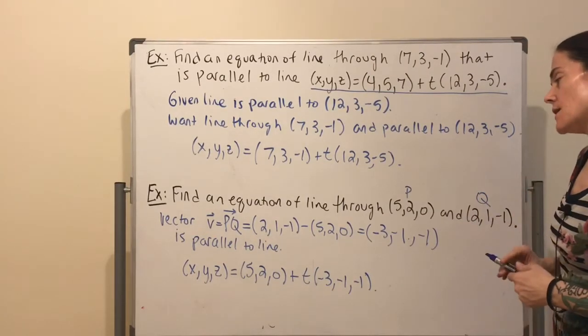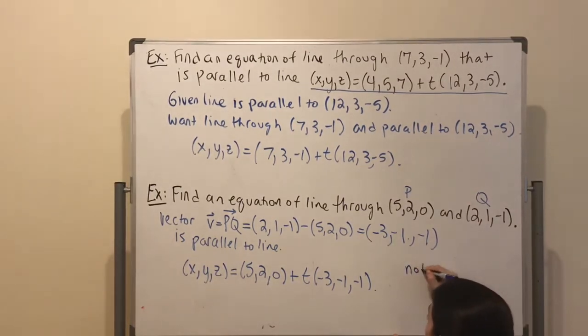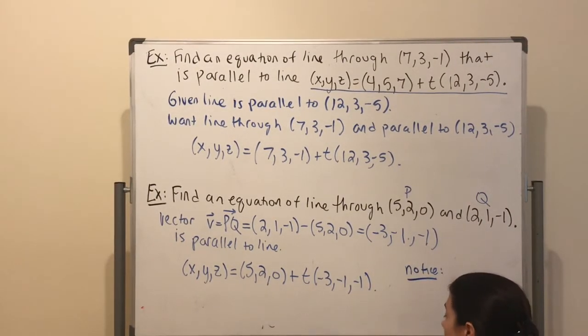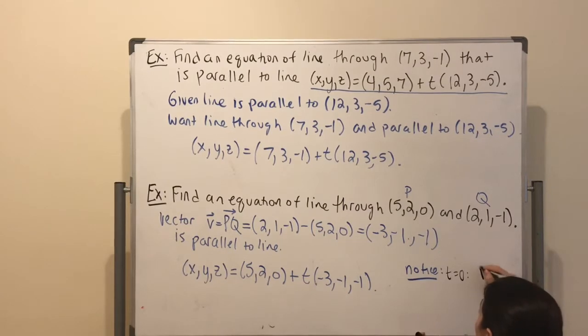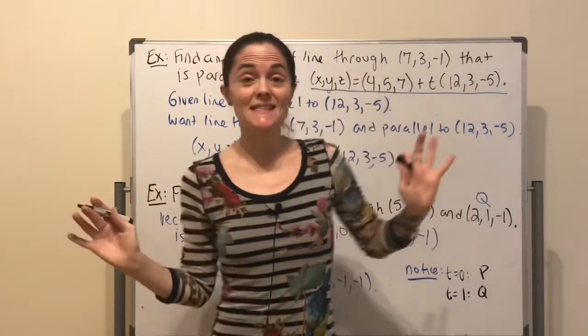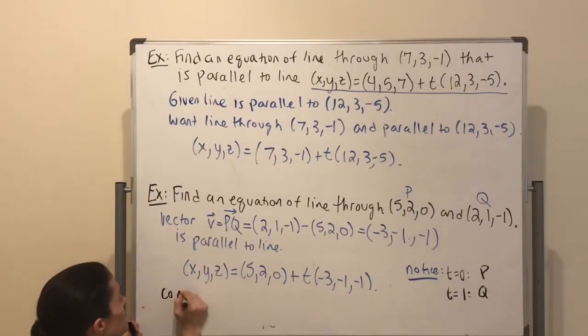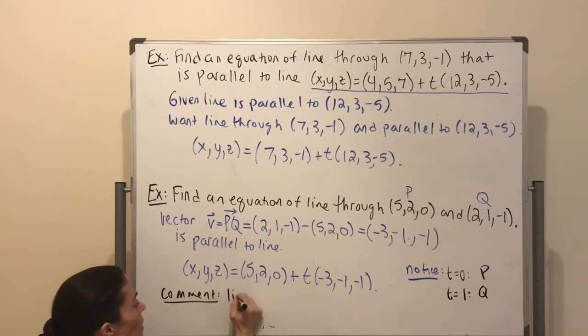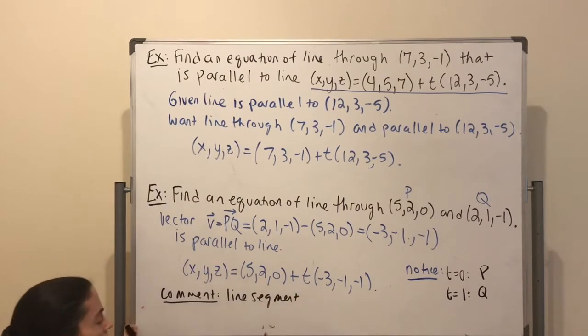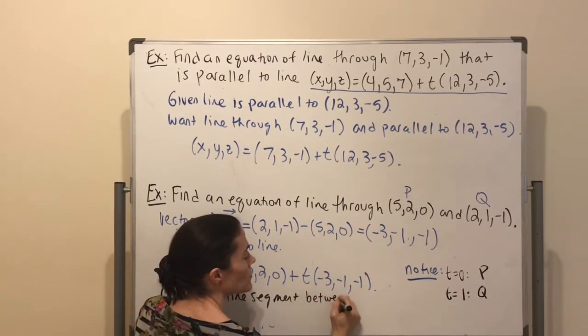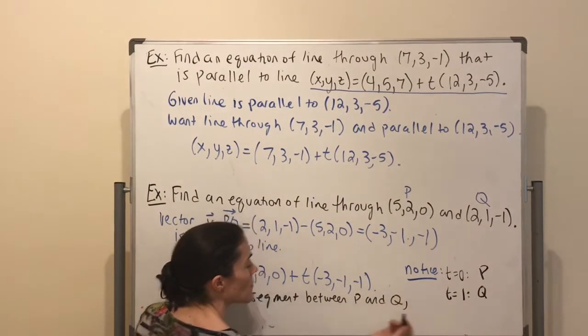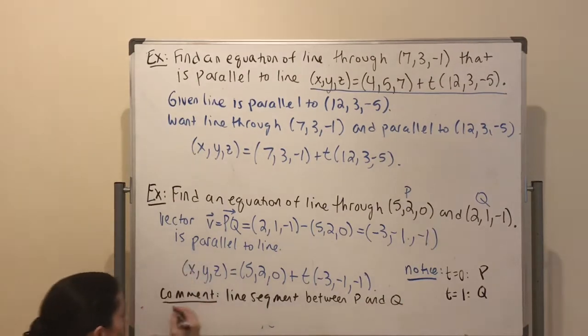Now, what do we notice here? In this example, maybe I will switch colors for this: when t equals 0, we get the point P, and when t equals 1, we get the point Q. And so in particular, one thing that we see, and this will be a comment, is if we wanted the line segment between P and Q, this has equation, well, it's the exact same thing.